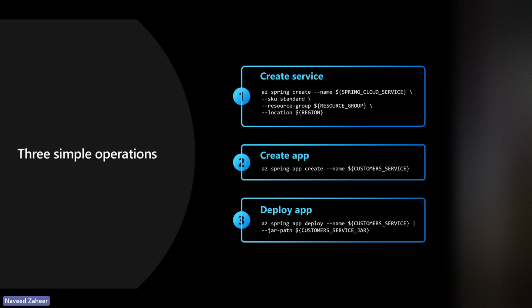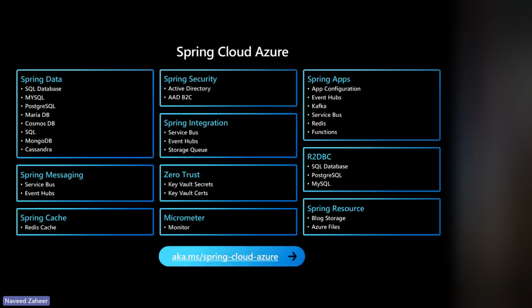And your service will start running in Azure Spring Apps. Okay. So, and by the way, this is kind of the entire ecosystem. So whatever services that you are used to, all of those services in Azure are available, and you can use them as a part of the Spring platform.